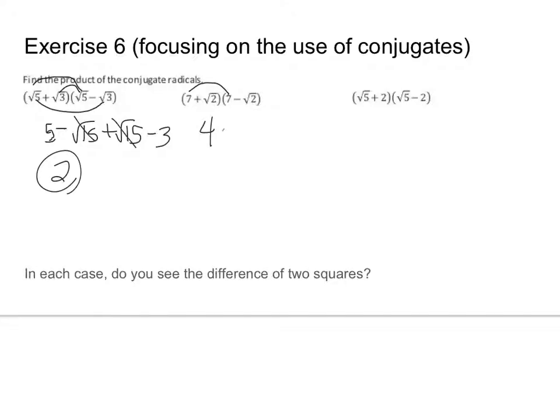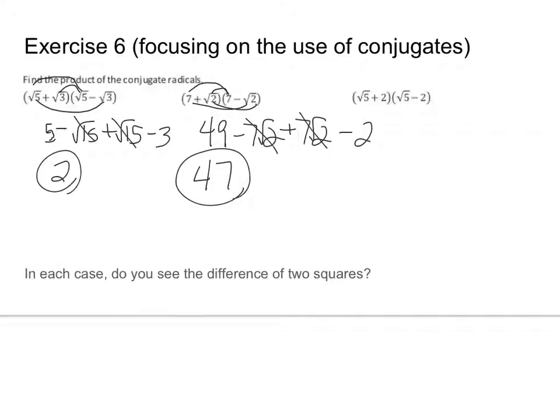First, outer minus 7 square roots of 2, inner plus 7 square roots of 2, and last, minus square root of 2 times square root of 2 is square root of 4. Square root of that is 2. Those cancel out. 49 minus 2 is 47.